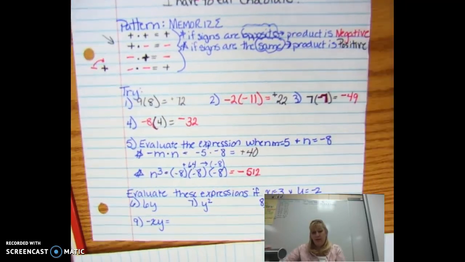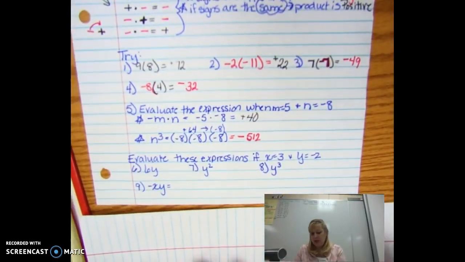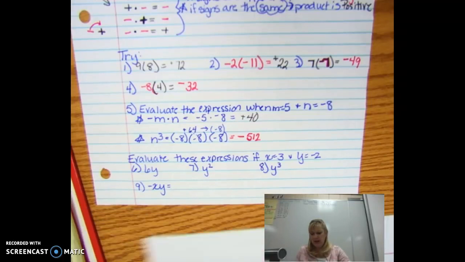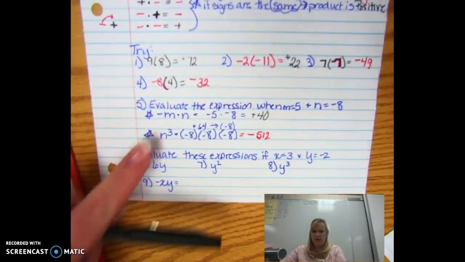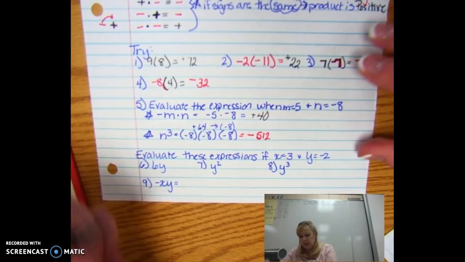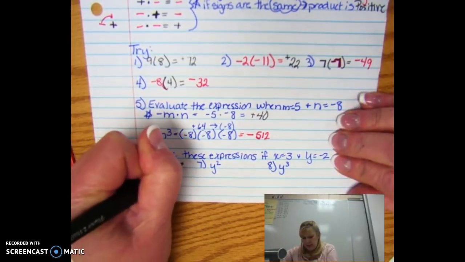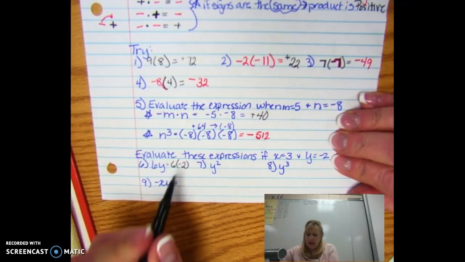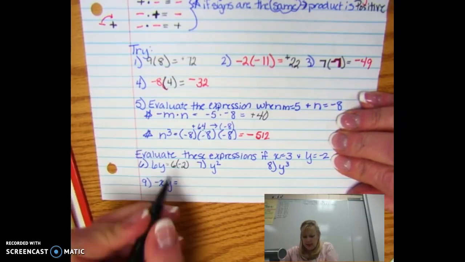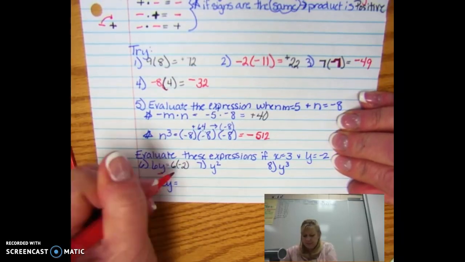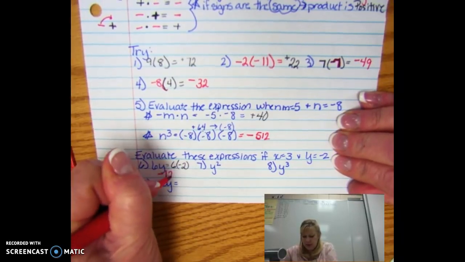Okay, we're going to do the final one. Evaluate these expressions if x is 3 and y is -2. So in this one, I'm just going to slip it in and put the answer below. Sorry about that. 6 times y. So we are going to do 6 times -2. And I see that the signs are opposite, so I know that it's going to be negative. 6 times 2 is 12.